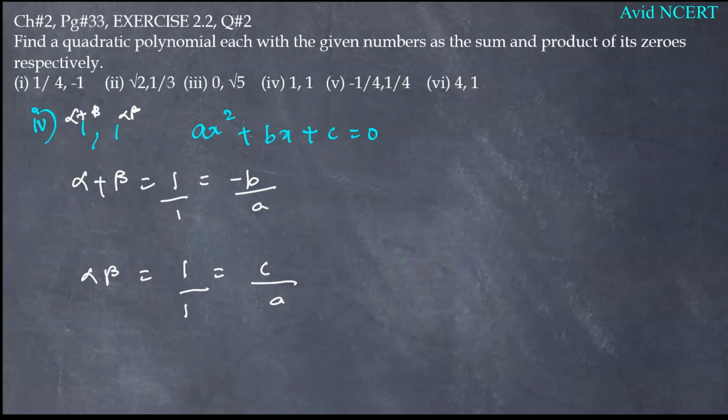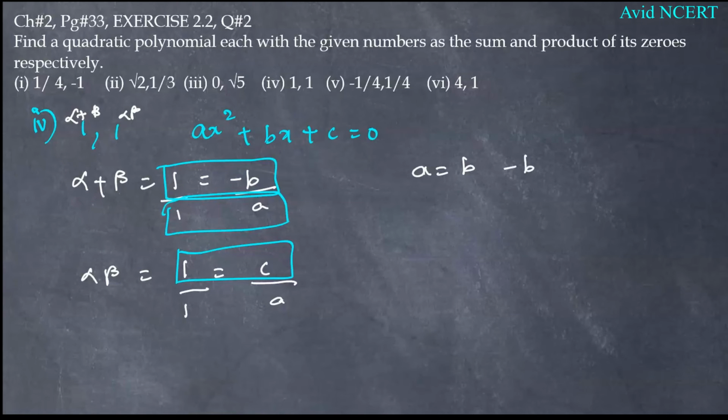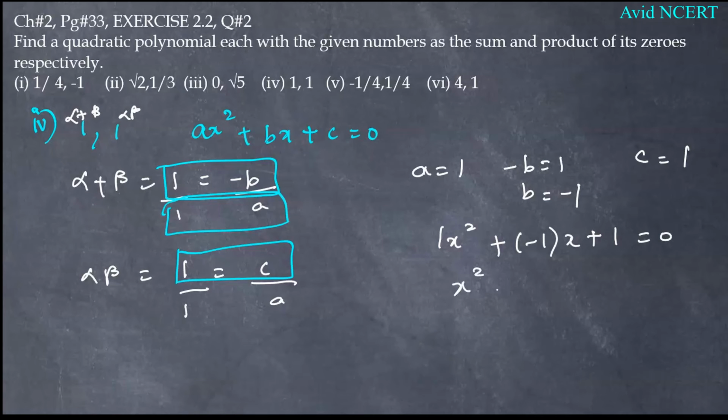So from this we know that a equals 1, minus b equals 1 and c equals 1. So a equals 1, minus b equals 1, which means b equals minus 1, and c equals 1. Now substitute all these values in the equation ax square plus bx plus c. So a is 1, which means 1x square plus b is minus 1x plus c is 1 equal to 0. Now taking the signs, x square minus x plus 1 equals 0.